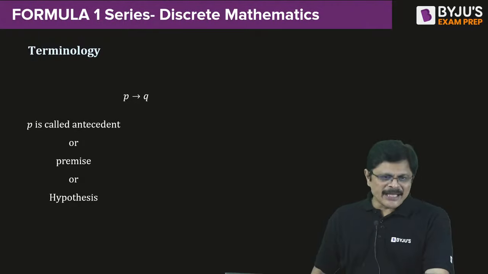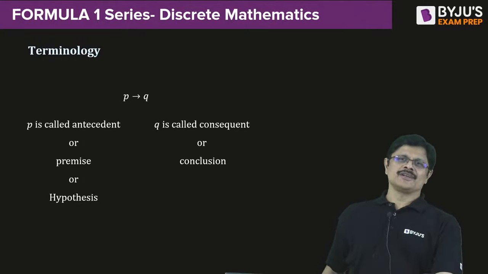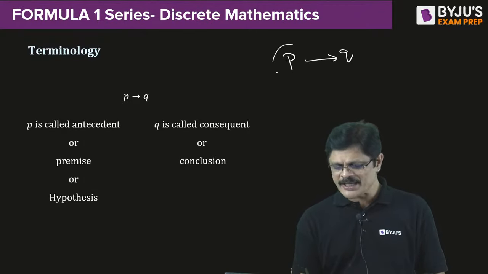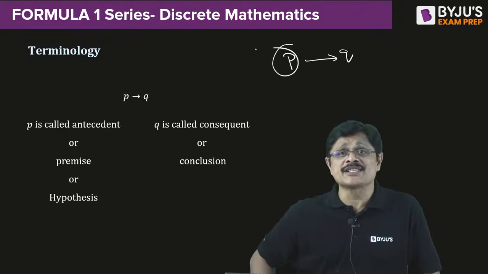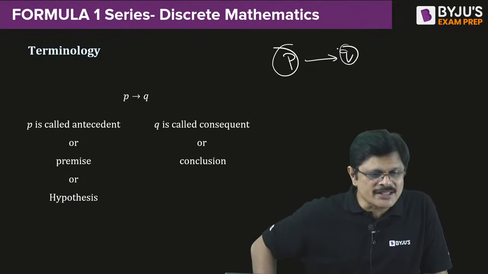Here there are some terminologies we should know. P is called antecedent or premise or hypothesis, and Q is called consequent or conclusion. So this is a terminology which people use for implication, sir. When you have implication, P can be called antecedent, hypothesis or premise, and Q is called conclusion or consequence.